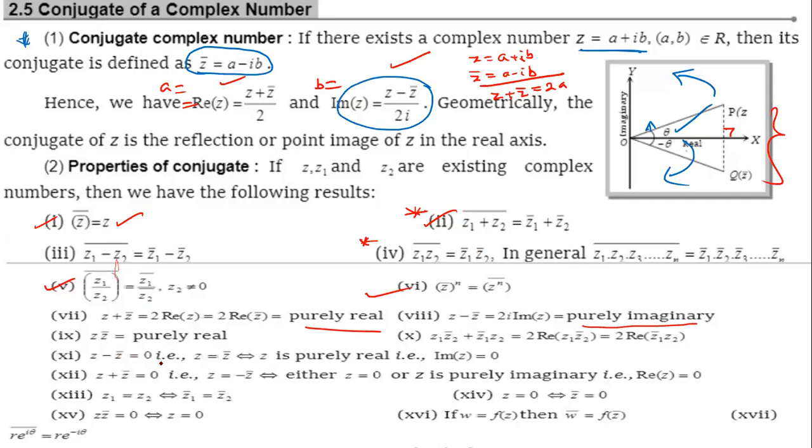Z minus Z bar is equal to 0. That means Z is equal to Z bar. So please remember this one. Suppose Z is equal to Z bar, then Z is purely real. That means the imaginary part is 0. The 11th and 12th are very, very important. Z plus Z bar is equal to 0. So that means what here? That is purely imaginary.